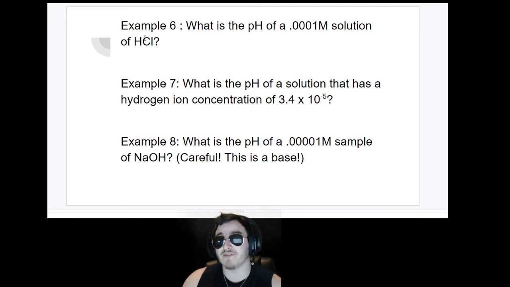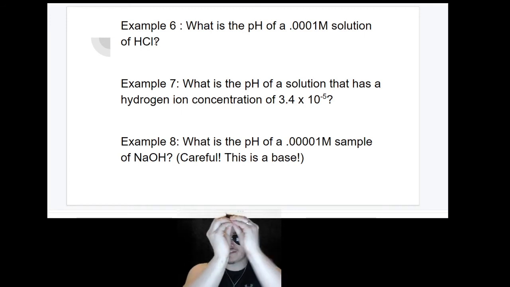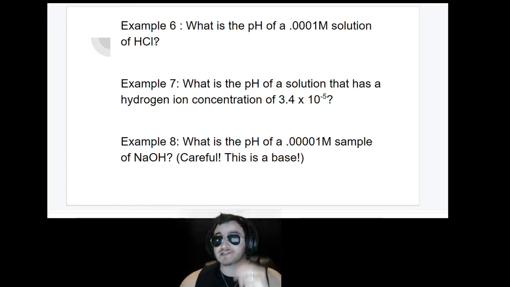But what this means is that if I have a 0.0001 molar solution of HCl, I also have a 0.0001 molar concentration of H+, because what does every molecule of HCl do when they get put into water? It separates into H+ and Cl-. And so the concentration of this acid is the same as the concentration of the H+. Therefore, it is a simple calculation. Let's look to the board to solve it.